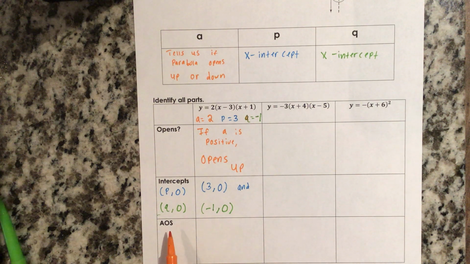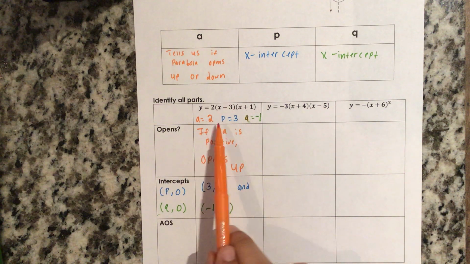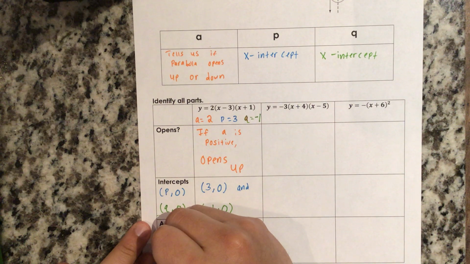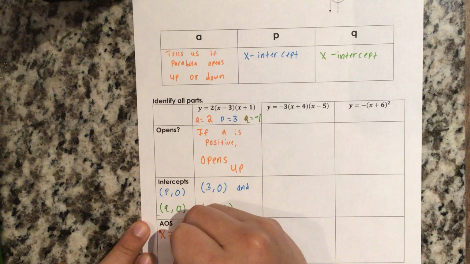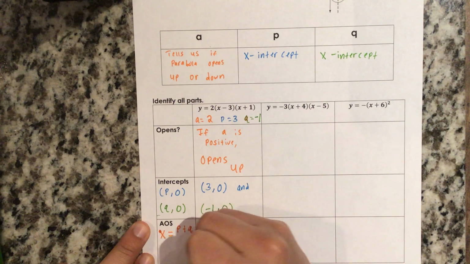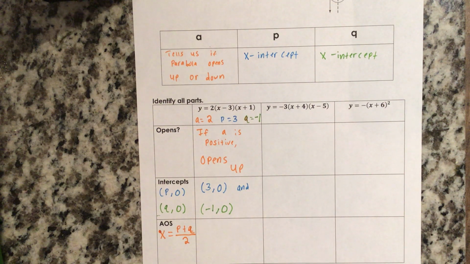Now for the axis of symmetry. We can still find the axis of symmetry just given these three things. This is what we do. We plug them into this kind of formula. So x equals p plus q, that's a q, divided by 2. P plus q divided by 2.